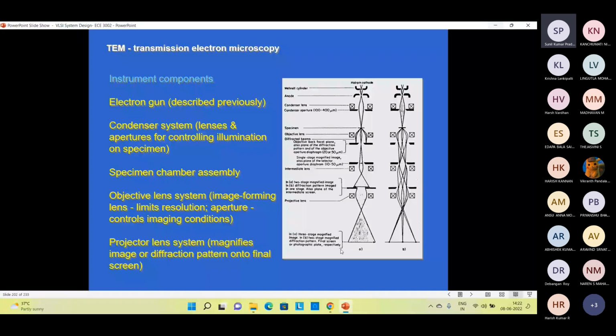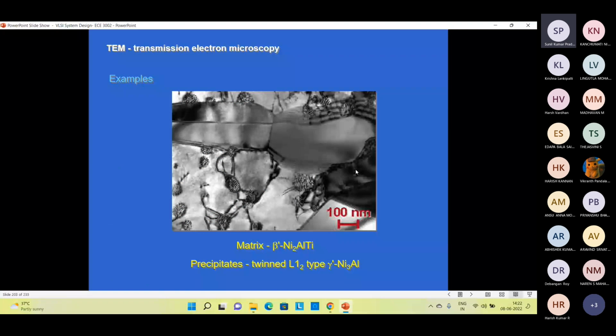Okay. So this is actually the schematics of the transmission electron microscope, and this is actually how our samples can be screened, can be shown. This is some of the examples actually, where we are able to resolve our samples.